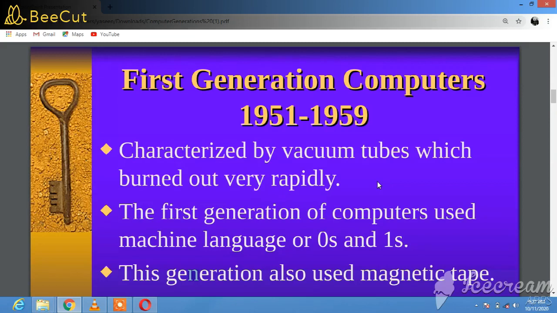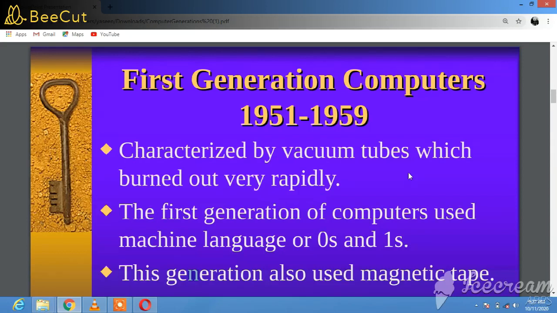The first generation of computers used machine language. It means that they were completely dependent on low-level language. Machine language is the only language that the computer understands directly. In this generation, magnetic tape was also used.